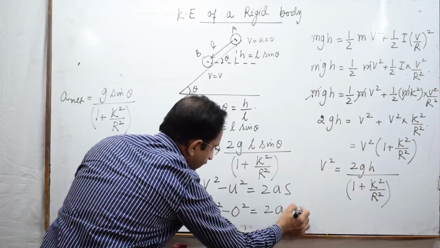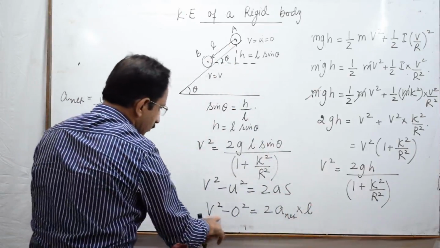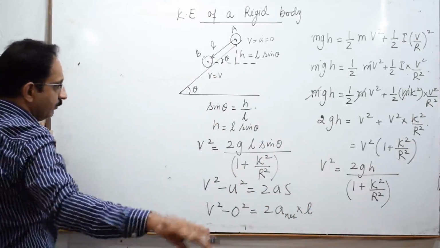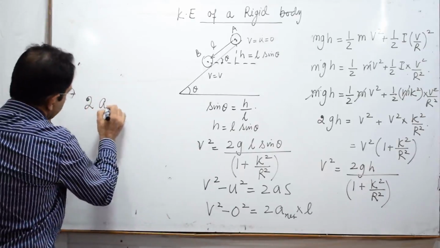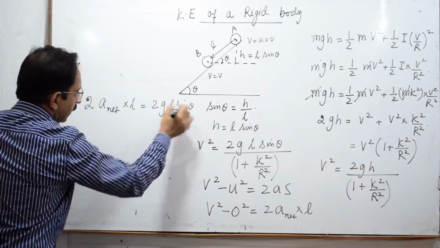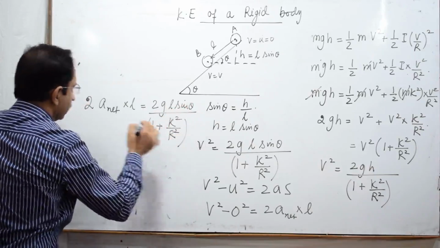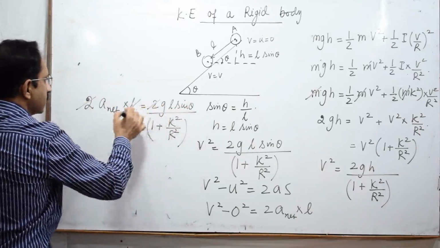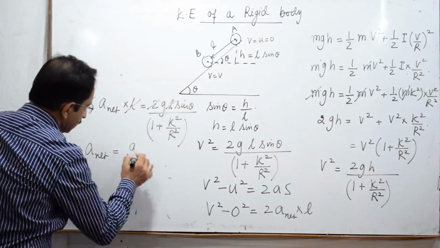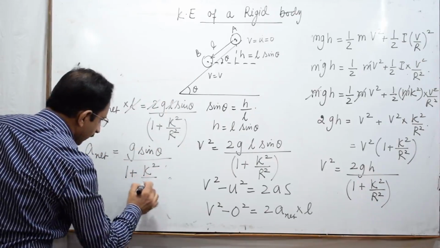A net is now the net acceleration. The distance which this body has traveled is L. So can I write in place of v square becomes 2 into A net into L. So here I have v square equal to 2 into A net into L is equal to 2 G L sine theta divided by 1 plus K square by R square. And there is cancellation of 2 on both sides. There is cancellation of L on both sides. So I obtain A net is equal to, I have G sine theta divided by 1 plus K square by R square.